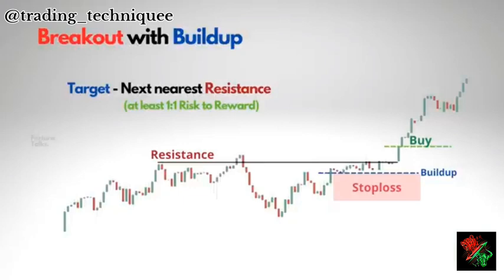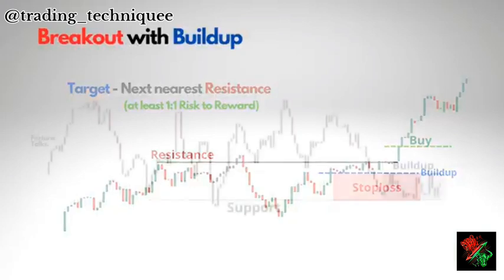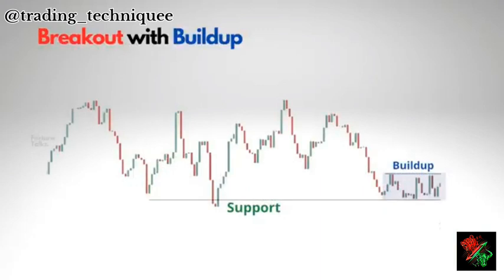In this case, the next nearest resistance level. Now look through your charts, look through the price approaching the support area, and ask yourselves what happens if there is a consolidation at the support area, and what will you do? Comment down below.